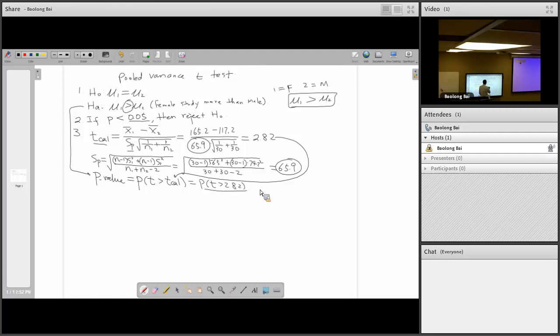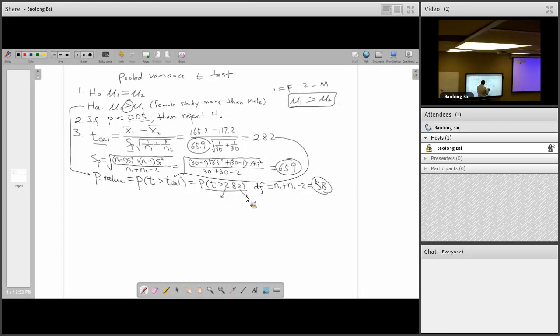We can go to the t table, but don't forget to check the degree of freedom. Otherwise, you don't know which line to check, right? So that's the degree of freedom. Degree of freedom is n1 plus n2 minus 2. 30 plus 30 is 60, minus 2 is 58, right? So you check 58 degrees of freedom. The closest degree of freedom we can find on the t table is 60. So you check 60 degrees of freedom on the t table, 2.82.